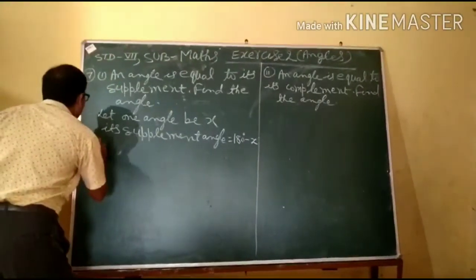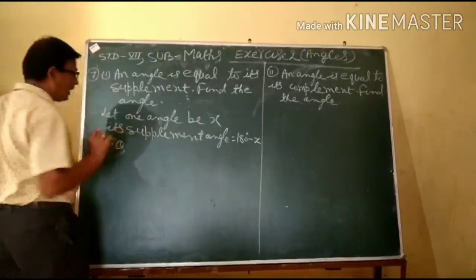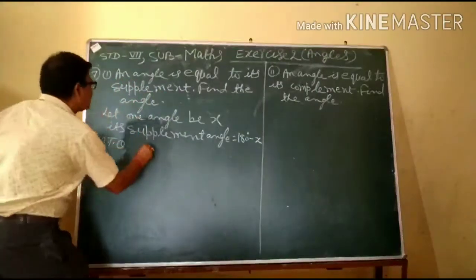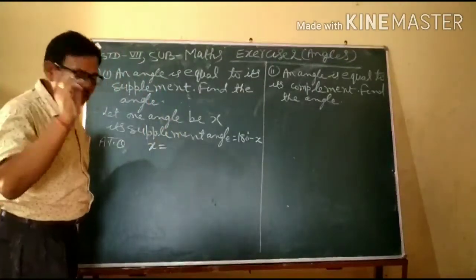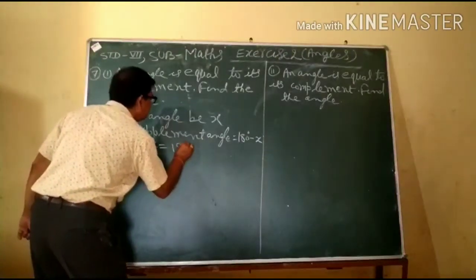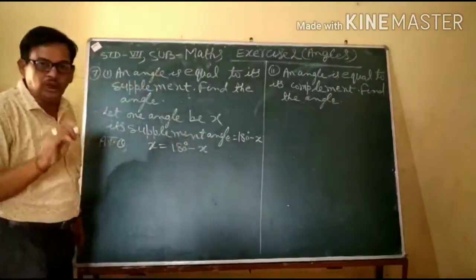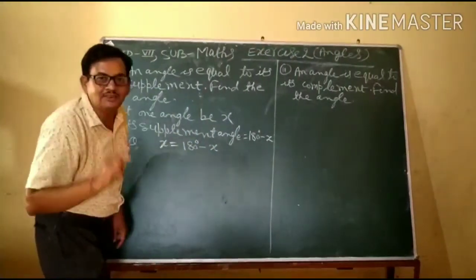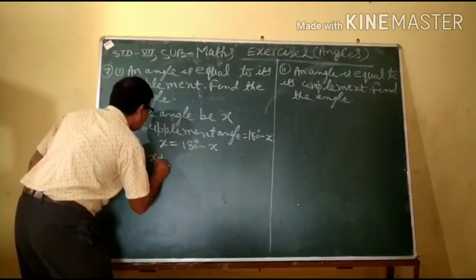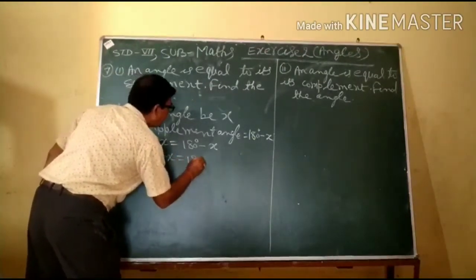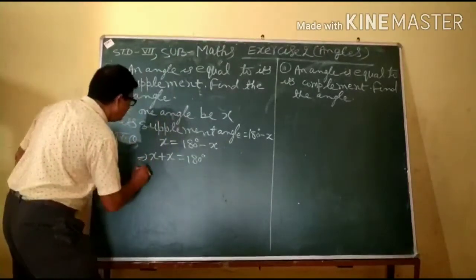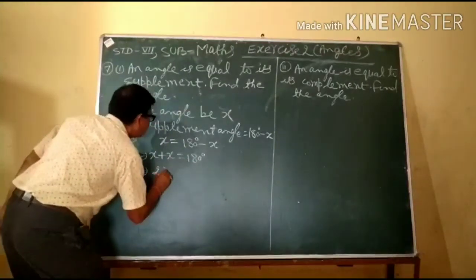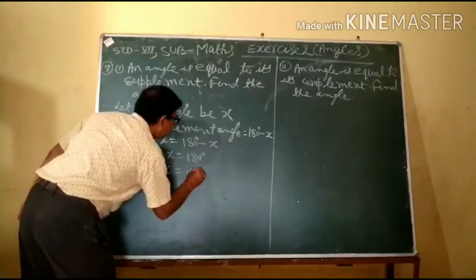Now, according to the question, what is the question telling? An angle is equal, means x is equal to its supplement, means 180 degrees minus x. You have studied, my dear students, when minus goes to the opposite side, minus changes into plus. So x plus x is equal to 180 degrees. Now what will you do? x plus x is 2x, equal to 180 degrees.